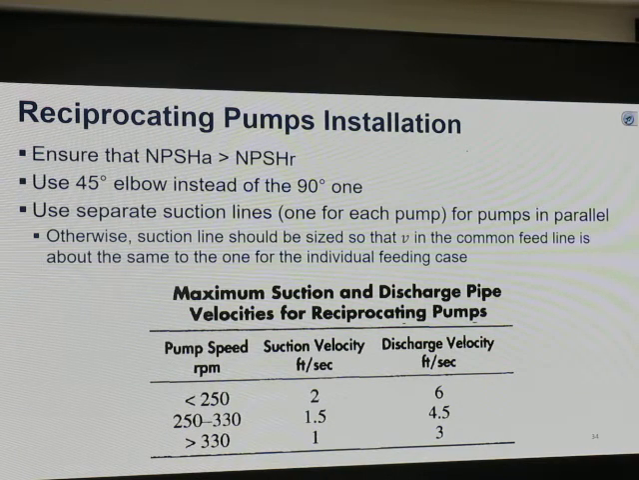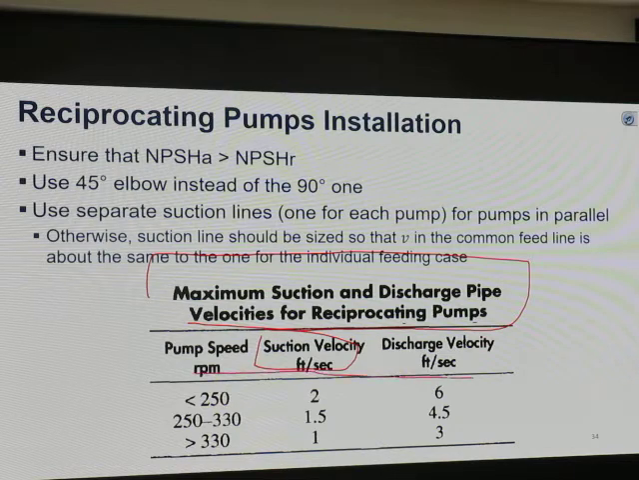Reciprocating pump installation: NPSHA must be more than NPSHR. Use a 45 degree elbow instead of 90 degree because it has less acceleration or pressure loss. Okay. Next, the maximum suction and discharge pipe velocity for a reciprocating pump: the pump speed, suction velocity, discharge velocity.